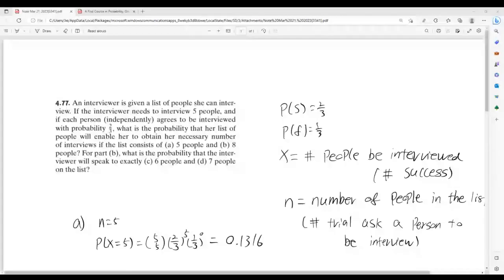Anyone wants to go next? Can you see it's up? Okay. 77. I cannot move my mouse. Just give me a second.